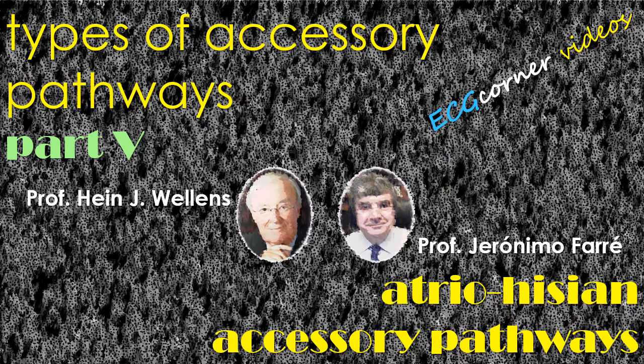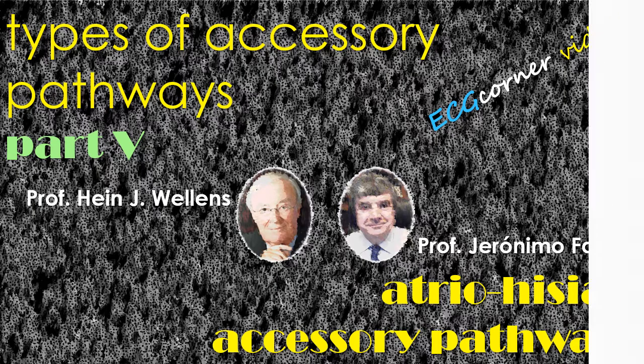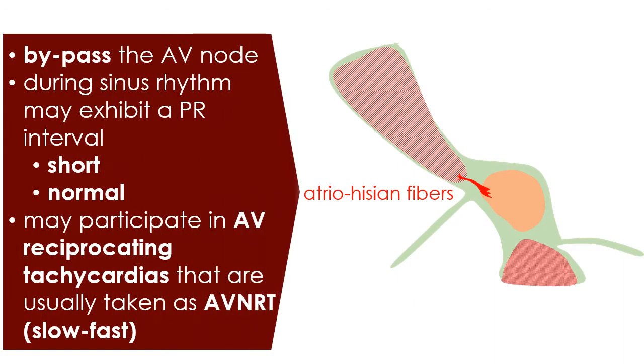In this video, we explain what is the expression of Atrio-hisian accessory pathways. Atrio-hisian accessory pathways bypass the atrioventricular node. During sinus rhythm, they may exhibit a PR interval that is either short or normal, more frequently normal than short.